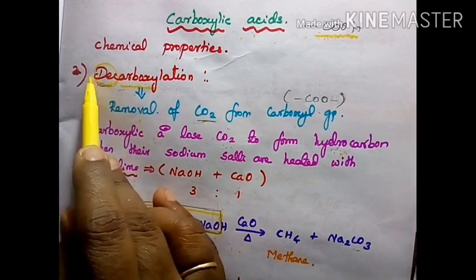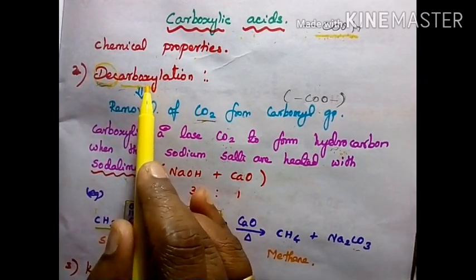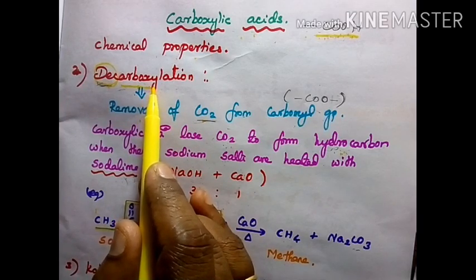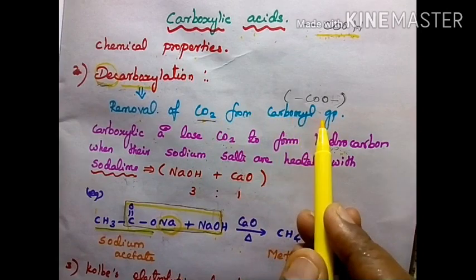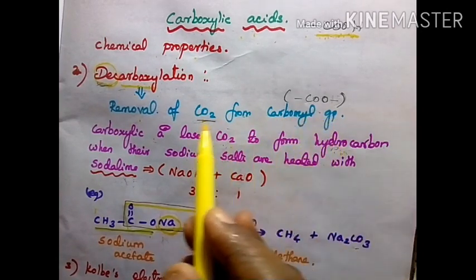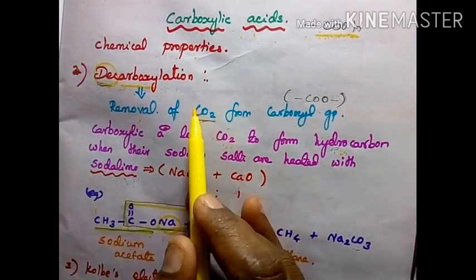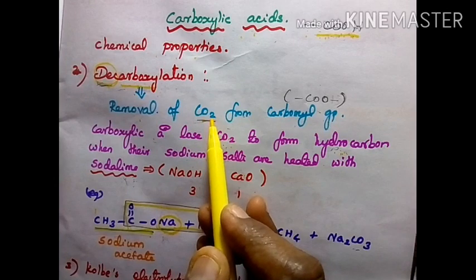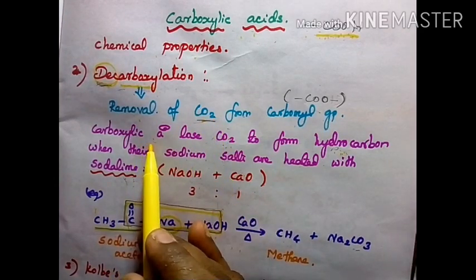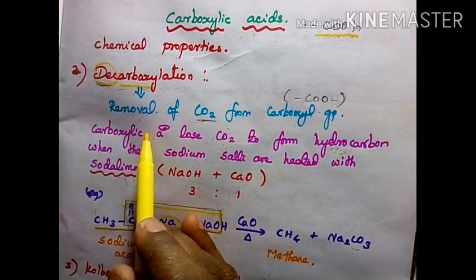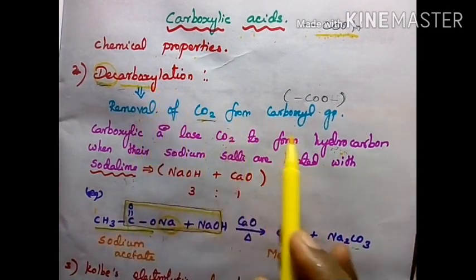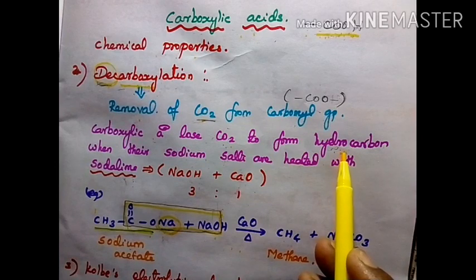Then D, what is D? Removal. Which group is removed here? Carboxyl group. So, removal of carbon dioxide from carboxyl group. That is, carboxyl group is removed as carbon dioxide. That means carboxylic acid loses carbon dioxide to form hydrocarbon. If any acid undergoes decarboxylation, it forms a hydrocarbon like methane, ethane, propane, etc.